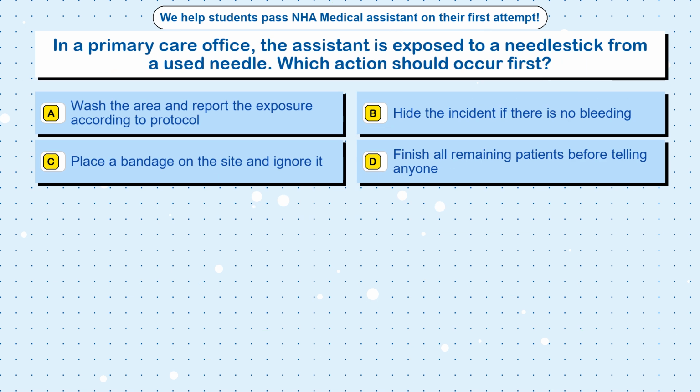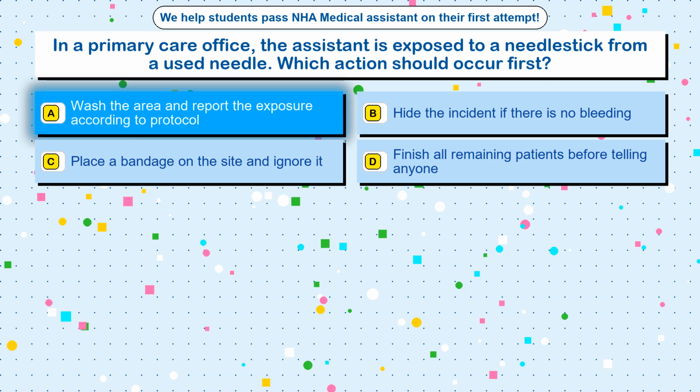Question 43. In a primary care office, the assistant is exposed to a needle stick from a used needle. Which action should occur first? Option A. Wash the area and report the exposure according to protocol. Option B. Hide the incident if there is no bleeding. Option C. Place a bandage on the site and ignore it. Option D. Finish all remaining patients before telling anyone. The correct answer is option A. Wash the area and report the exposure according to protocol.